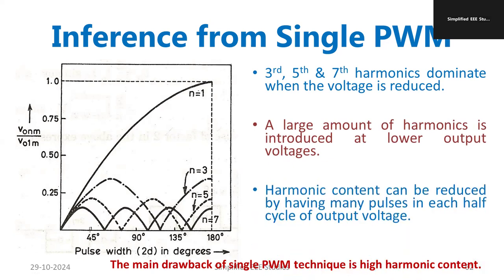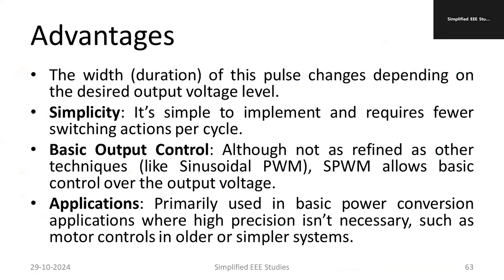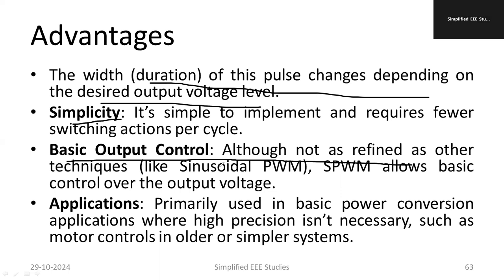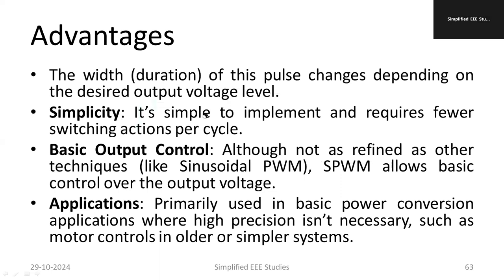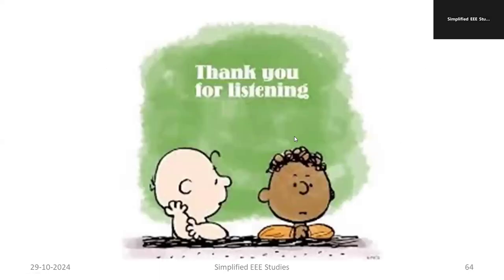A large amount of harmonics is introduced at lower output voltage. Harmonic content can be reduced by using a further filter, but that is too costly and not viable. The width of the pulses depends on the desired output voltage. It is more simple compared to other types of techniques. Basic output can be controlled by varying the width of the pulses, which is also very easy. There are applications where precision is not an important factor. If precision is not important, you can go ahead with this particular inverter.